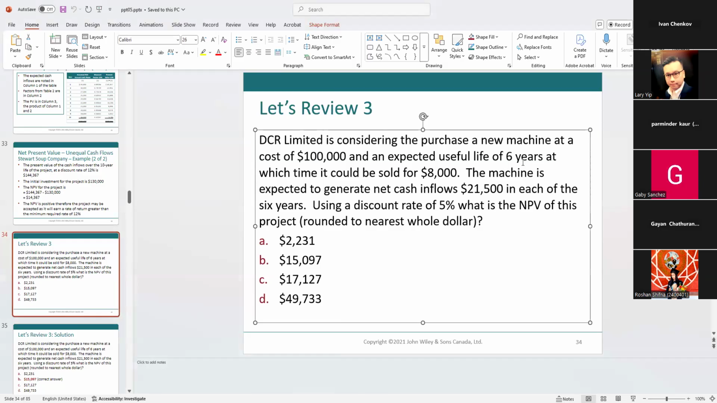We have over the life of 6 years, and the machine will generate net cash inflow of 21,500 each year for the next 6 years. So that will be, and at the end of the 6th year can be sold for $8,000.